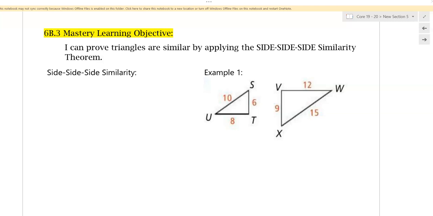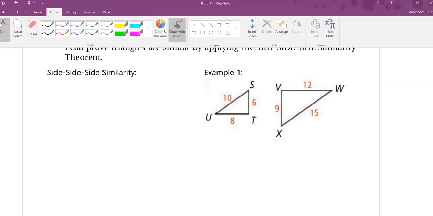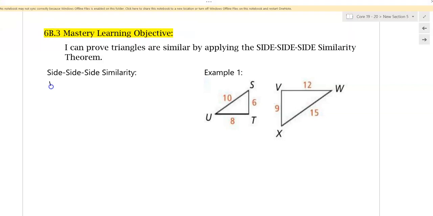Looking at B3, I can prove triangles are similar by applying the side similarity theorem. So this is our next shortcut, okay? Just like the name says, side, right? As long as we have 3 sides, we can prove our triangles are similar or not similar, right? So 2 triangles are similar.